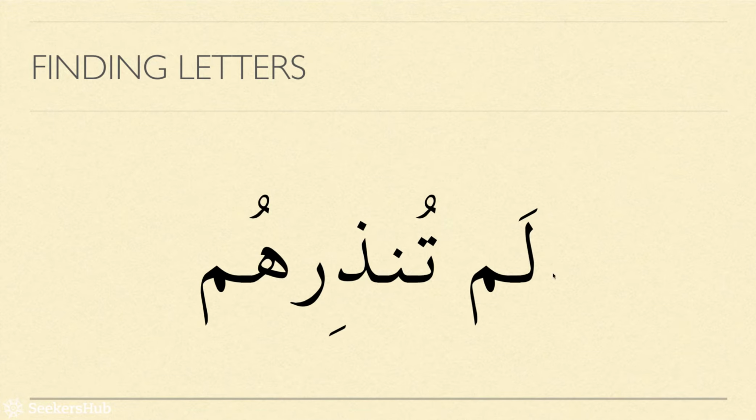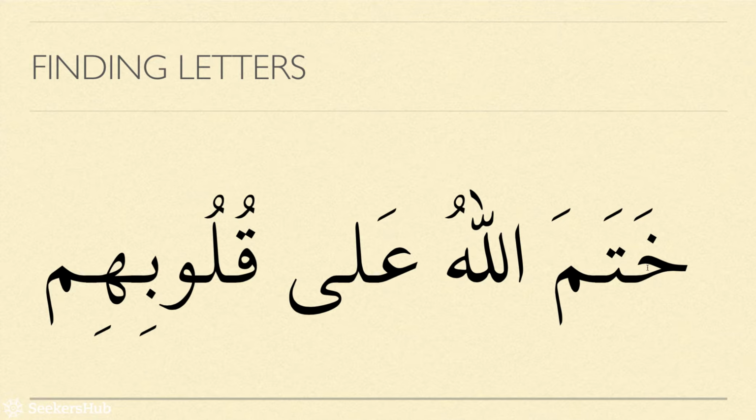Lam tundirhum. You have not warned them. Whether you warn them or you don't warn them, it's the same. There's a lam with a fatha, la, followed by the meem. Tu, followed by noon, tun, followed by the dhal, dhir, followed by the ra. Lam tundir hum. We notice the dal does not connect to the ra, and the ra does not connect to the ha, because the dal and the ra are both letters that do not connect to the following letters, as we have already seen. Hum, this is the ha at the beginning of the word, because it's not connected to the ra, with the dhamma, hu, followed by the meem, hum. Lam tundirhum.